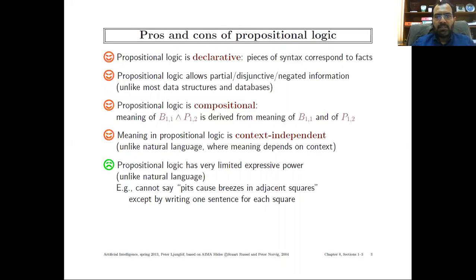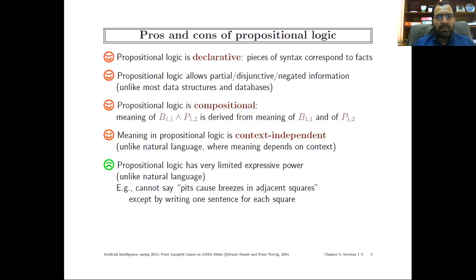Pros and cons of propositional logic. Logic itself is a language, and we have various forms of logic. In chapter number 7, we discussed the propositional form of logic. Every logic has its own pros and cons, some positives and some negatives. Therefore, we must know which logic is more suitable for representing our problem. So here we will see what the pros and cons of propositional logic are.